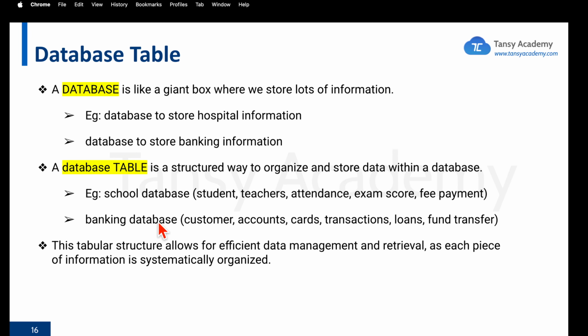In a banking database you can have tables for customer, account, cards, transaction, loans, fund transfer. If fund transfers are happening, let's say on a given day there are 40 fund transfers, that information is stored in a fund transfer table. It is not stored in transaction or against cards or accounts. So that is the concept of a database table: to organize and group similar information together. This tabular structure allows for efficient data management and retrieval, as each piece of information is systematically organized. And one more thing, the database table is stored in a tabular format.